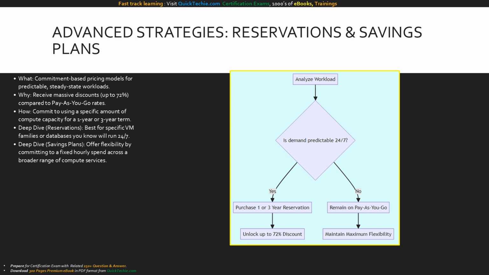Here is your decision tree for commitments. You analyze the workload. Is the demand predictable and running 24/7? If yes, purchase a 1 or 3-year reservation to unlock up to a 72% discount. If the demand is unpredictable, remain on pay-as-you-go to maintain maximum flexibility.